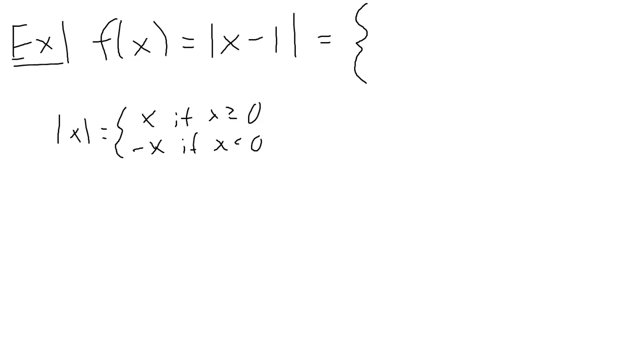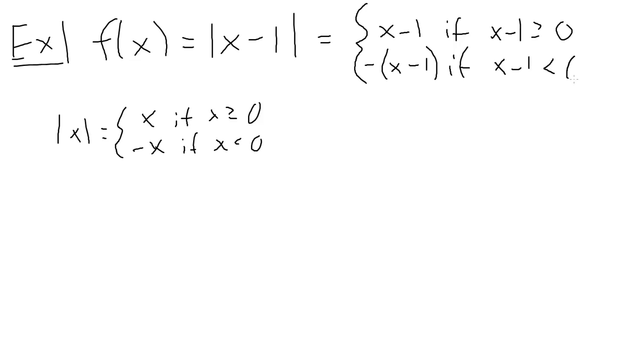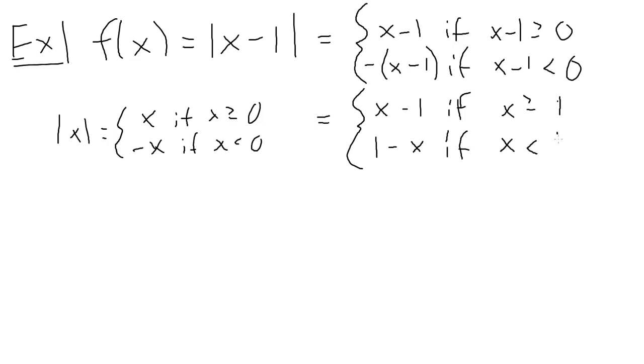And so we use the same thing here. The absolute value of x minus 1 is just x minus 1 if what's on the inside is greater than or equal to 0, and it's the opposite if what's on the inside is less than 0. So now we can rewrite what we mean by this. It's x minus 1 if, rearranging that inequality, x is greater than or equal to 1. And it's 1 minus x if x is less than 1.